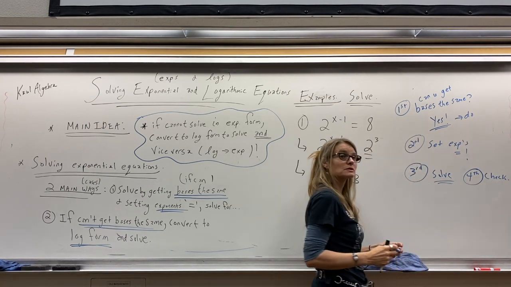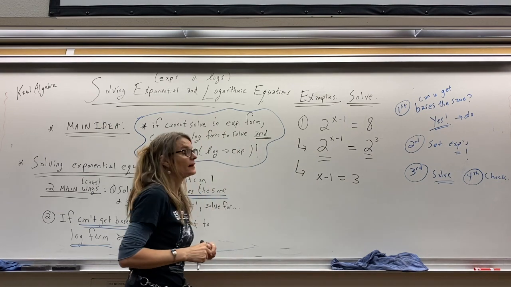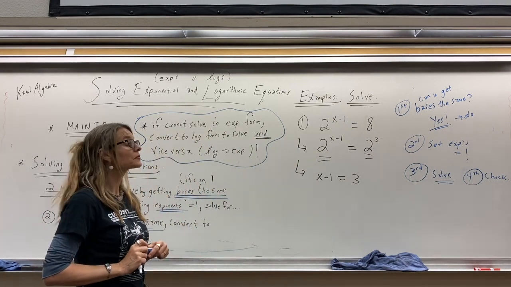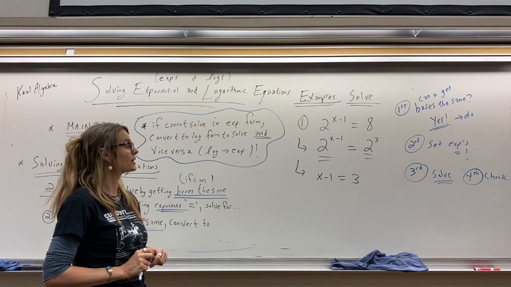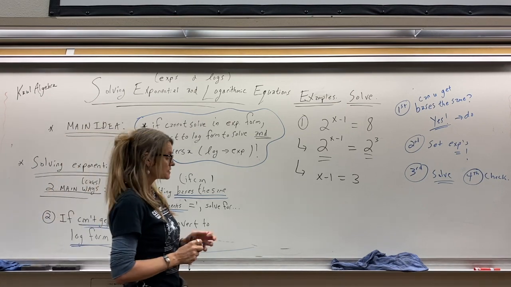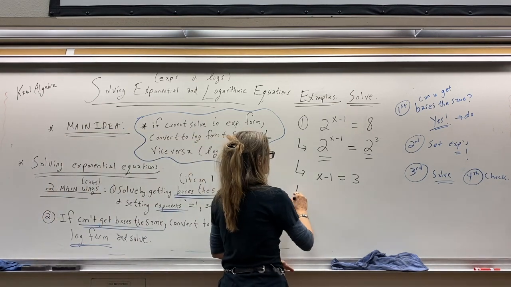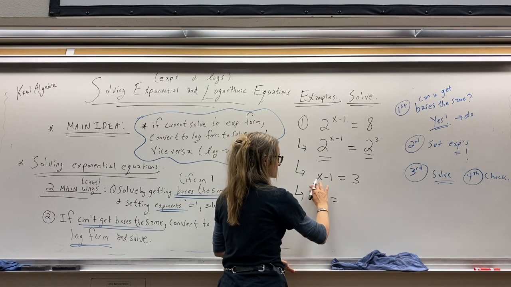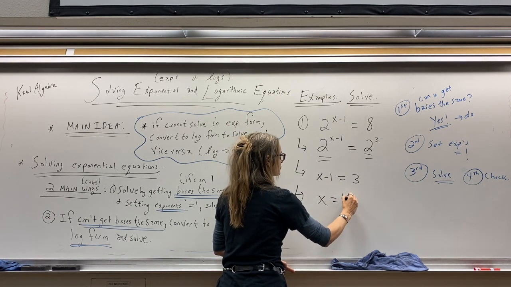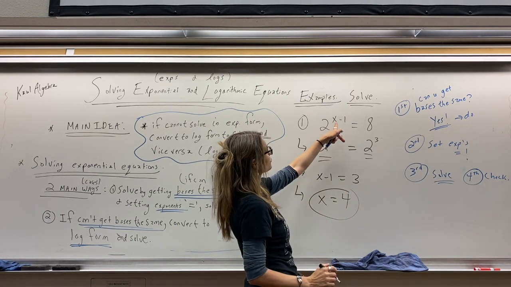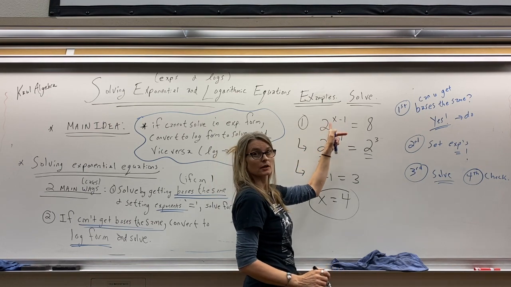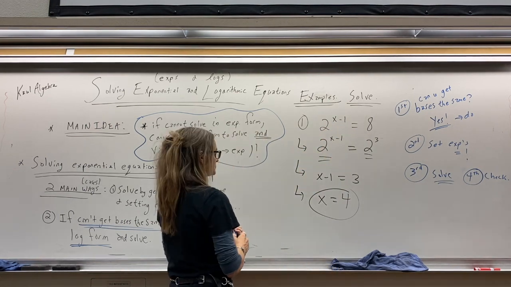For exponentials, as long as you did your work correctly, it should check out okay. For logarithms, you have to check because you have domain restrictions. So we'll get to that coming up. So my final answer is just x equals 4, and that makes sense. If we put a 4 in here, 4 minus 1 is 3, quick check, works out.